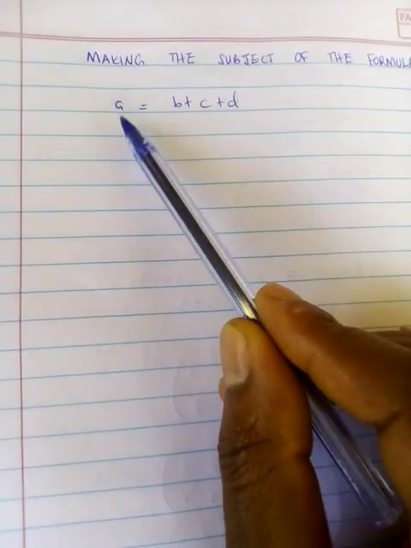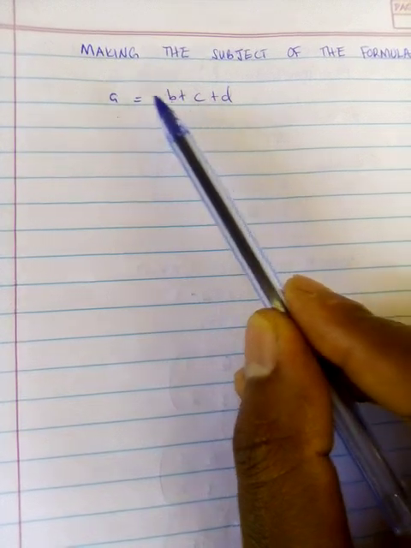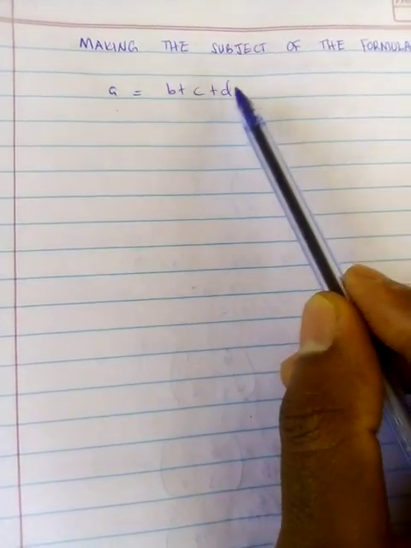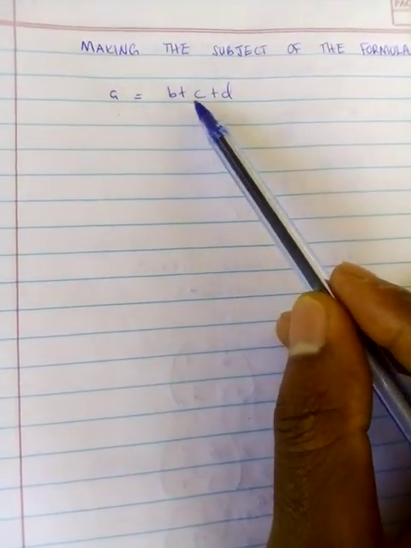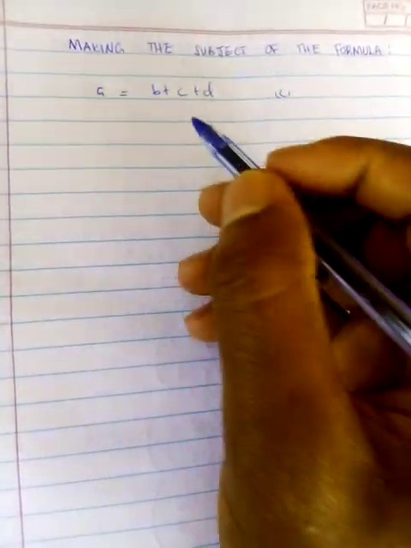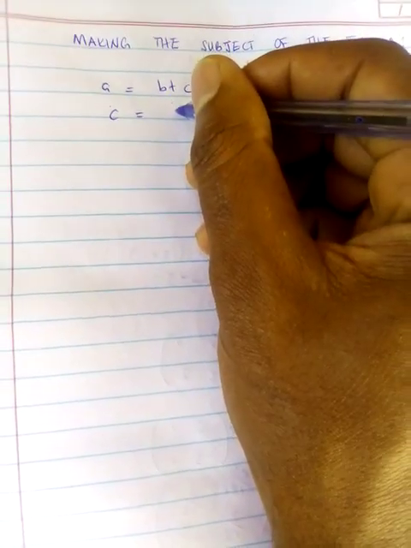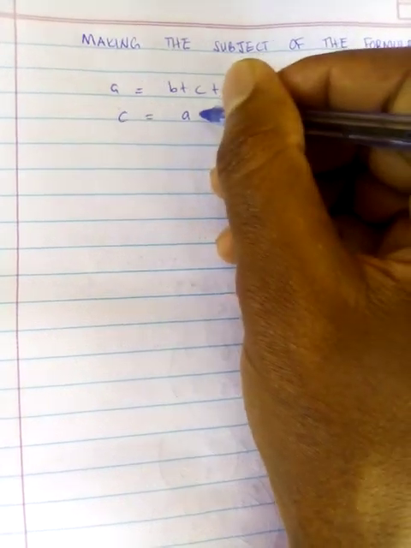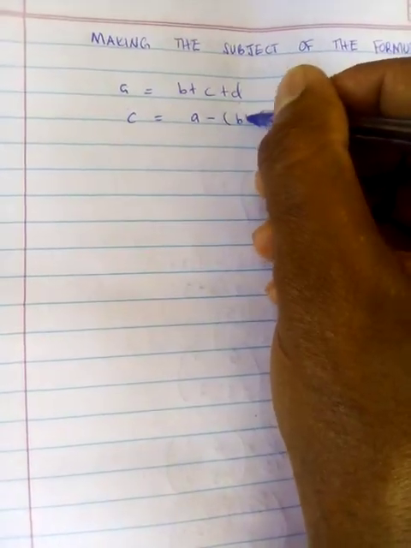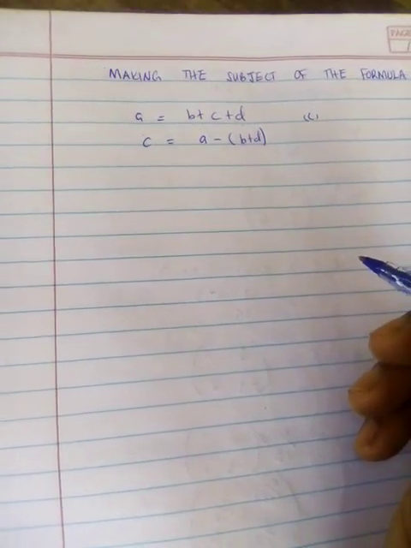For example, if I have a plus b plus c plus a is equal to b plus c plus d, such that they tell me to make c the subject of the formula. I will just take b and d to the other side, such that c will equal a minus open brackets b plus d. As simple as that.